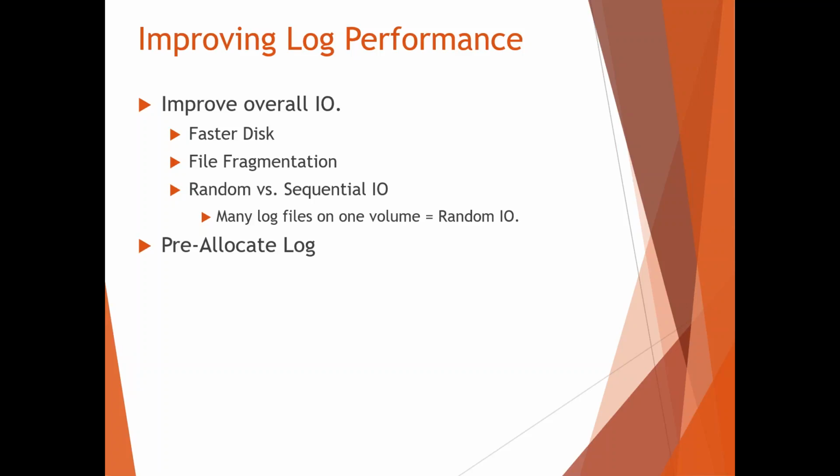Pre-allocate the log. We discussed this when we were talking about VLF counts. You want to allocate your log in a size and with a growth rate that's going to give you VLFs that are a reasonable size. Again, we talked about 128 megs to 512 megs, depending again on the performance of your I/O subsystem. If you've got a slower I/O subsystem, you may want smaller VLFs. Slightly faster I/O subsystem, you might want larger VLFs.